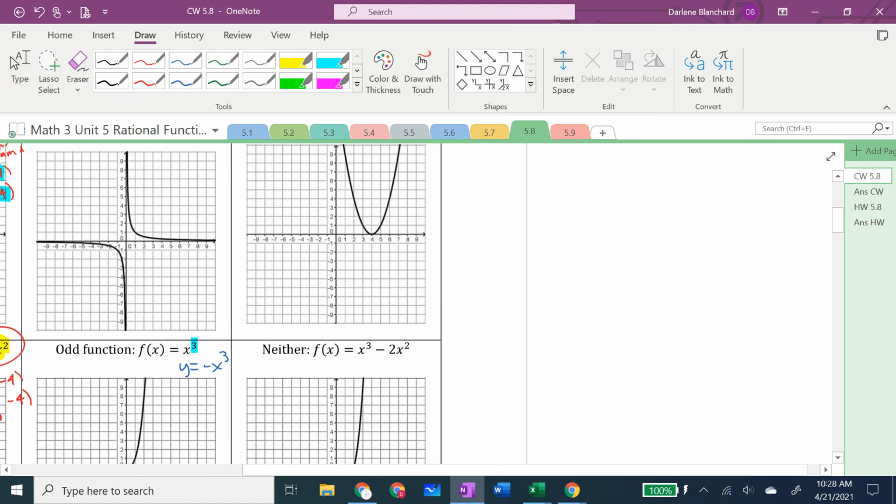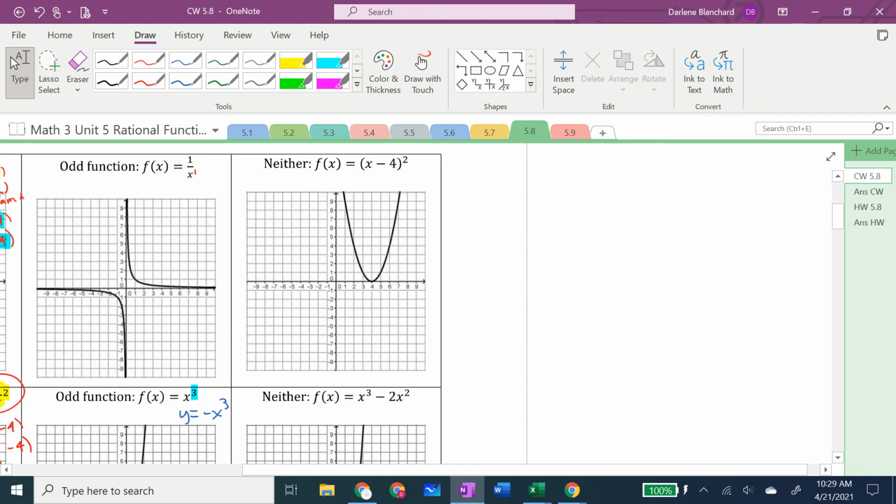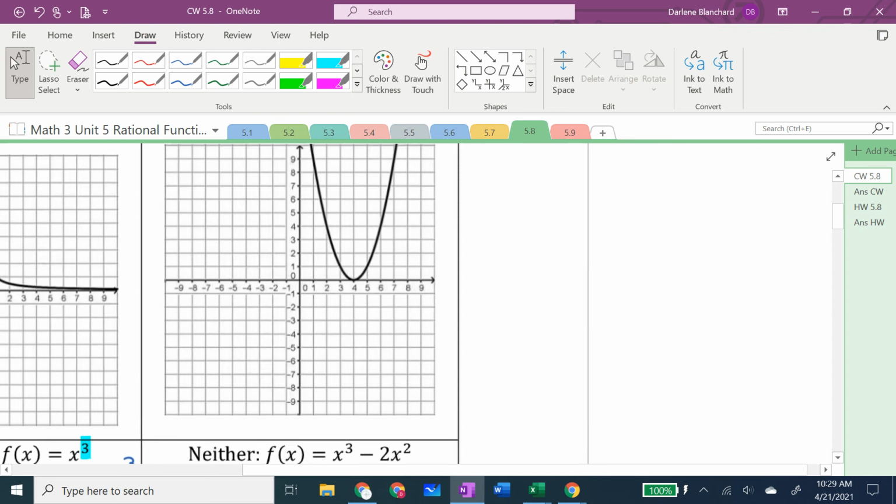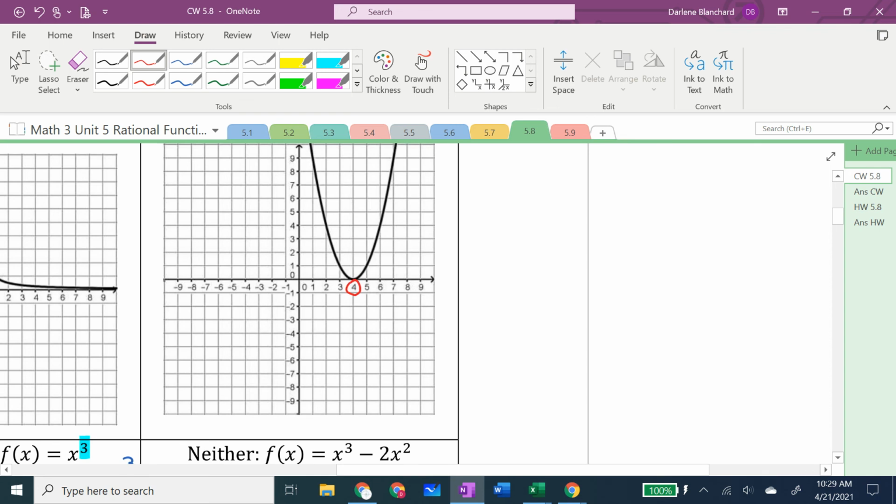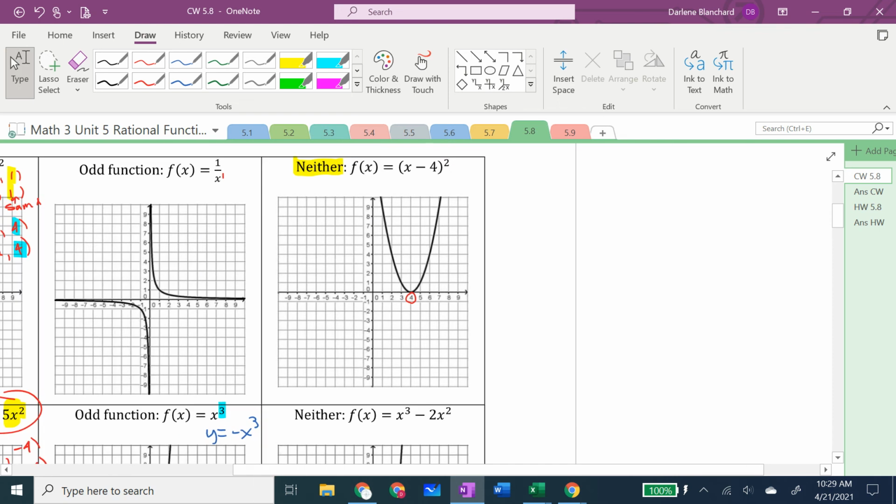Now, you might see a graph that has a type of symmetry, but it's not even or odd. Even or odd is a very, very specific type of symmetry. So now we're looking at the class of neither. Yes, this does have symmetry over the line x equals 4. But does it have the type of symmetry of an even or odd? It does not. So it's neither.